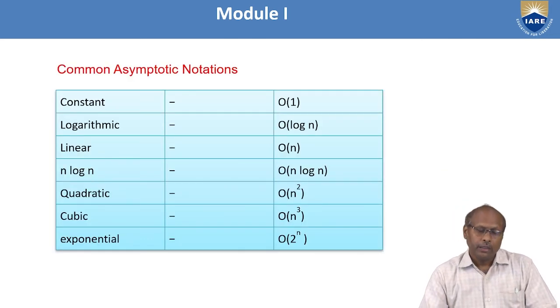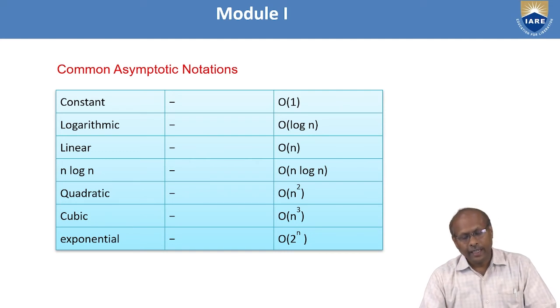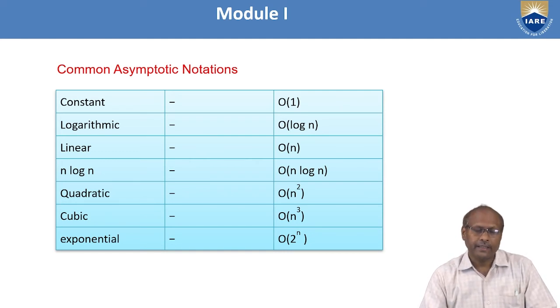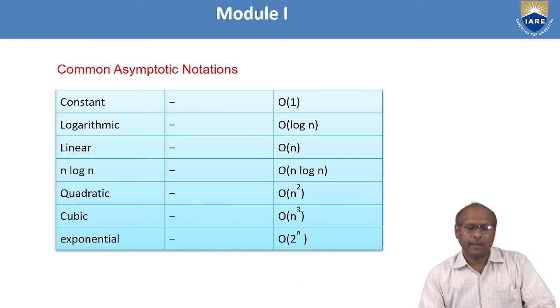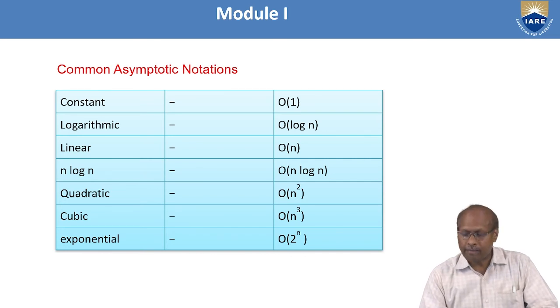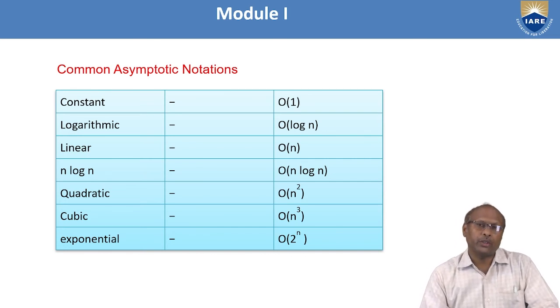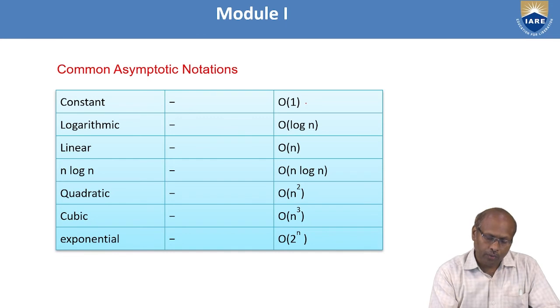Similarly, what are the different asymptotic notations and different styles? There are common asymptotic measures. Some algorithms may require constant time. So whenever a program requires constant time, then you can say it is order of 1.